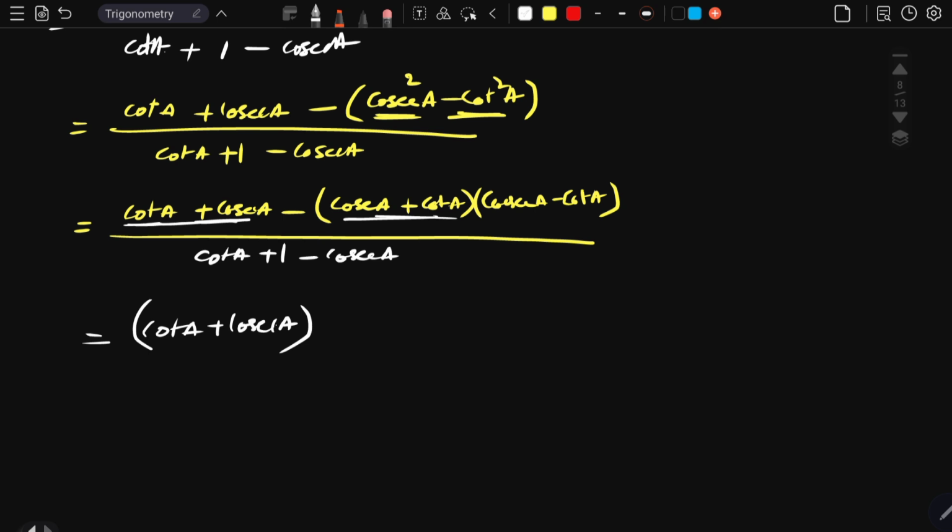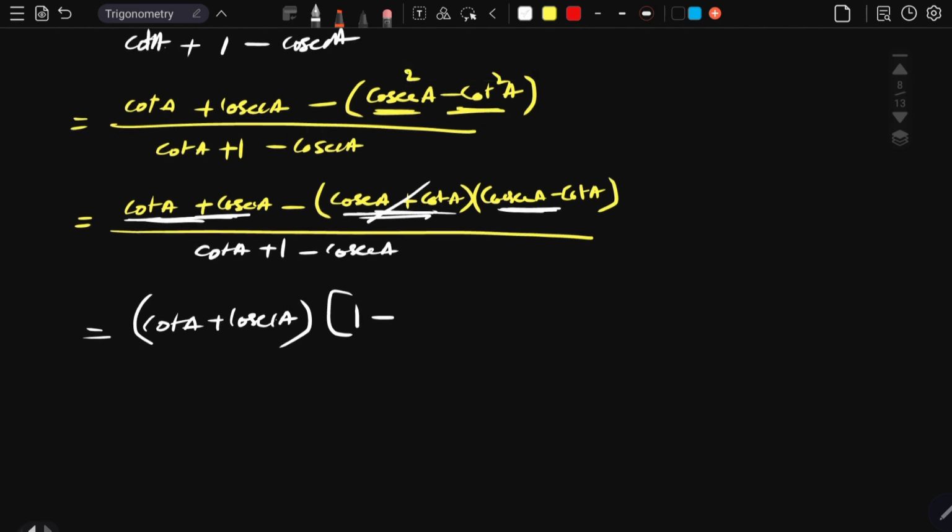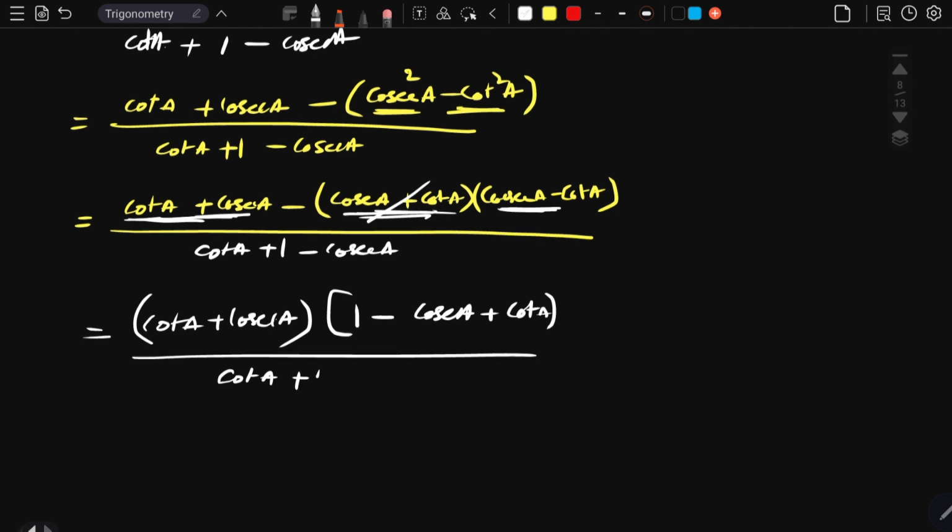So what is pending here? Only one thing is pending, the minus. When this is taken outside, the minus was pending. So therefore minus of cosecant A minus cot A. Actually, minus into minus will become plus cot A. So in the denominator, cot A plus 1 minus cosecant A.